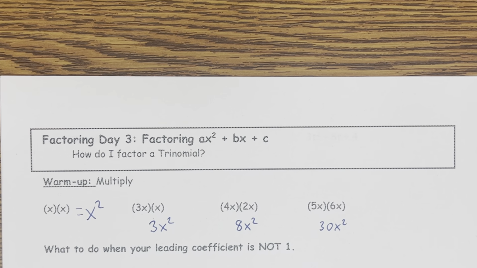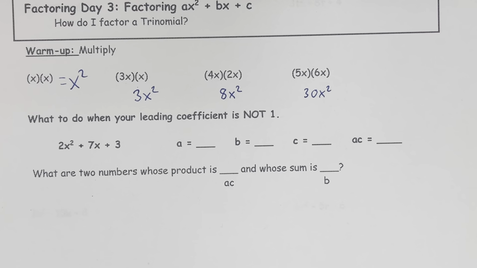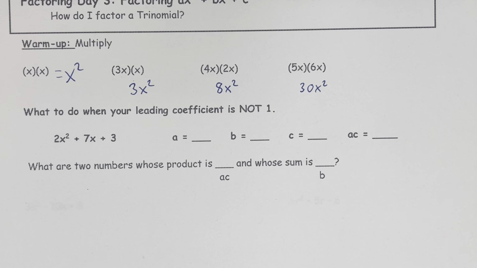So what to do when our leading coefficient is not 1? All right, there's two options. Option A is the guess and check method. That one's a little bit brutal, could take a lot of time. So we're going to go with the tried and true AC split, also referred to as the AC method. We are going to multiply A and C, and then we are going to factor by grouping.